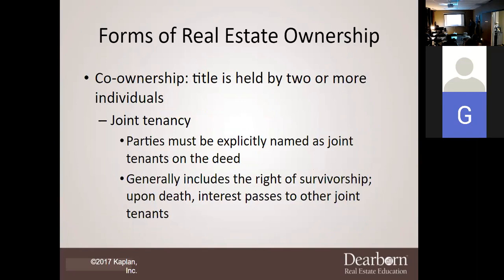Now, another one is called joint tenancy. Okay, this is the second form of co-ownership. Joint tenancy is where the parties must be explicitly named as joint tenants on the deed. These often will include right of survivorship upon their death, and the interest will pass to the other joint tenants. So Mr. Wyatt, Mr. Justin, and Mr. Stefan, we three own a business together, a building, we'll say. We own a commercial building.